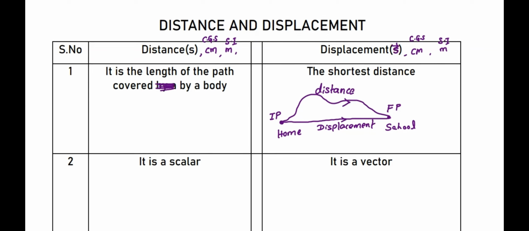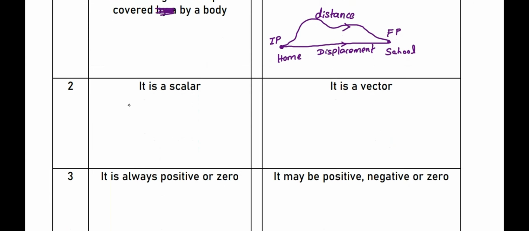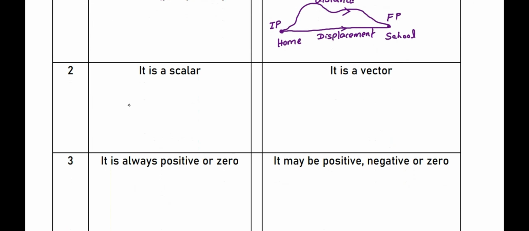Come to here. Scalar and vector. What is meant by scalar and what is meant by vector? Any physical quantity is nothing but a quantity which can be measured. For example, distance or displacement or speed, velocity, like that. All the terms we are using in our physics.